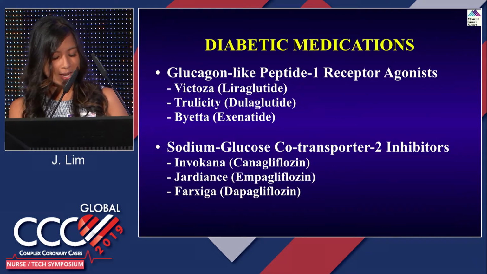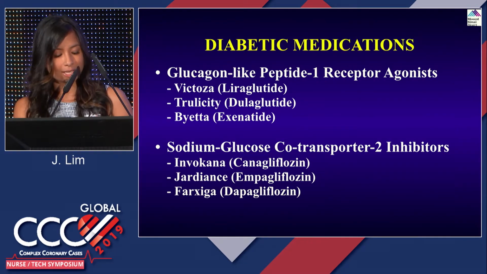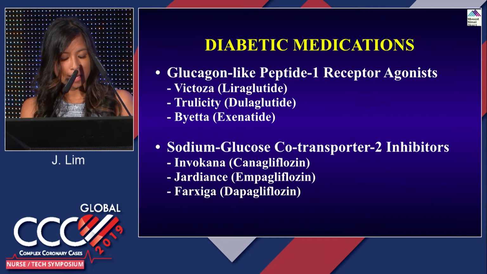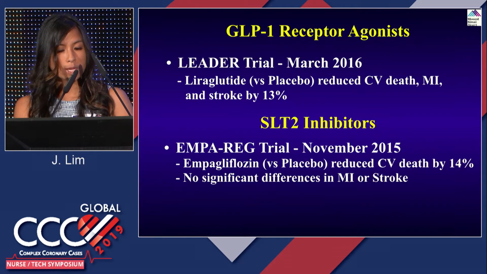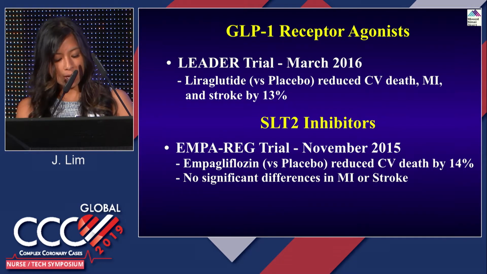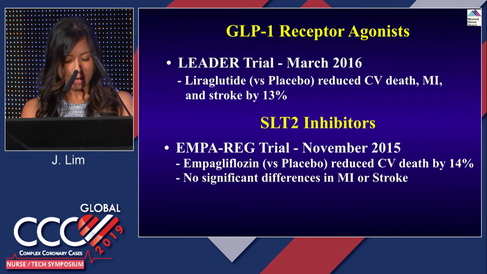And then interestingly enough, there are some diabetic medications that have been shown to be beneficial in cardiovascular disease. One are the glucagon-like peptide 1 receptor agonists, and also the sodium glucose cotransport 2 inhibitors. And 2 recent groundbreaking studies, one being the LEADER trial, and also the EMPA-REG trial. So the LEADER trial randomized 9,340 patients with diabetes and CVD to liraglutide, which is Victoza, and found that it reduced cardiovascular death, MI, and stroke by 13%.